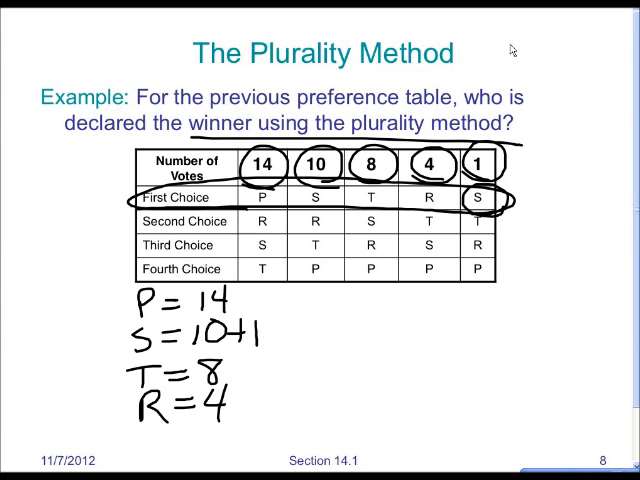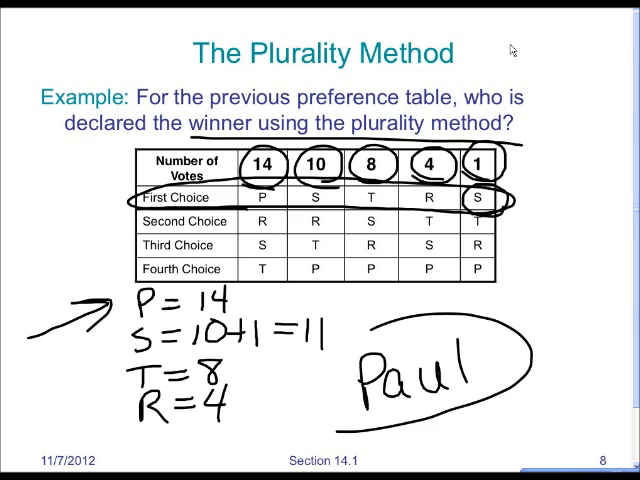Sarah has 11 first place votes. We have to figure out who's the winner. So we look to see whoever has the most first place, and that would be Paul. Paul would win the election if we choose to count the ballots using the plurality method.